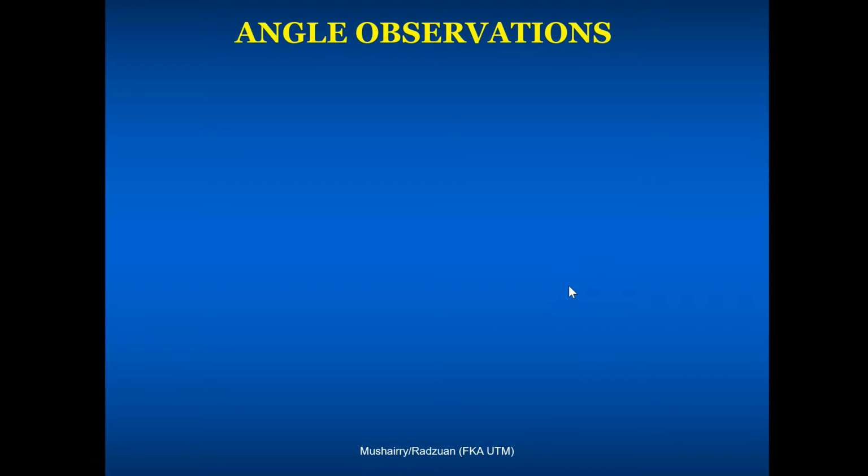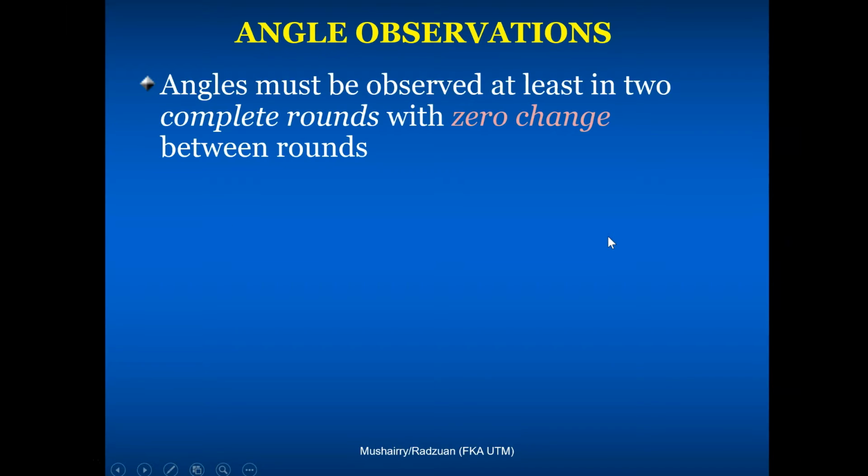Okay, we'll continue now with angle observations. So, when you measure angles, you cannot just measure them once. You have to perform at least 2 rounds. We call it 2 complete rounds with 0 change. I'll explain later what 0 change means.